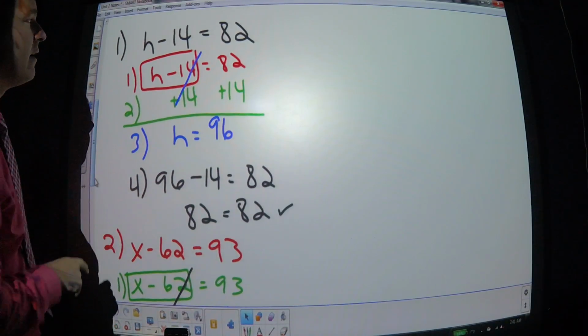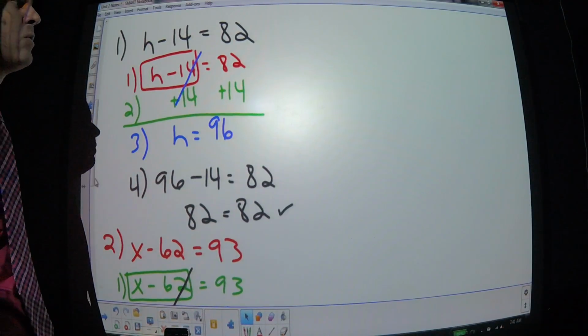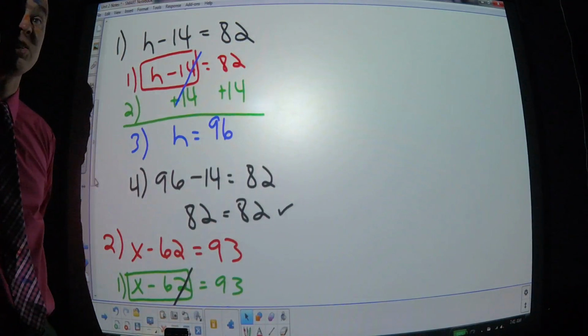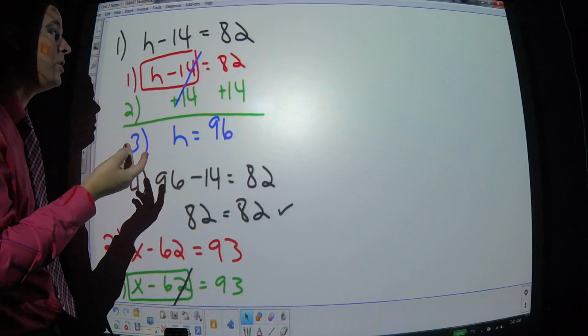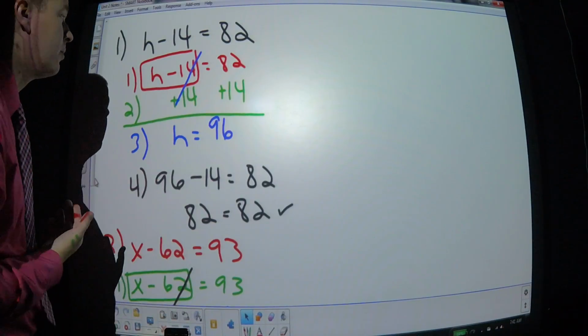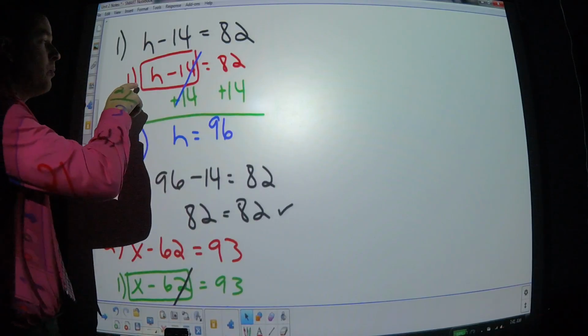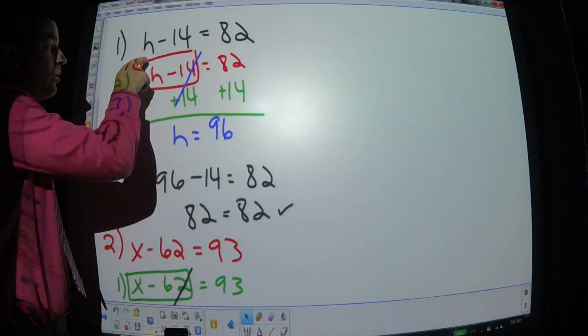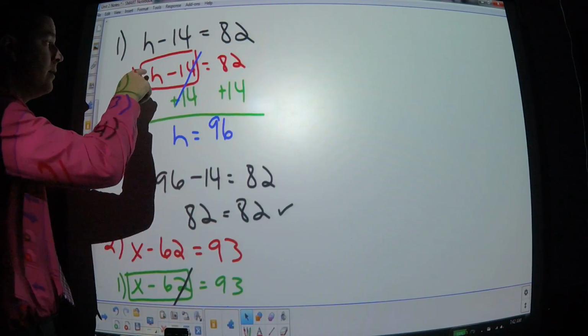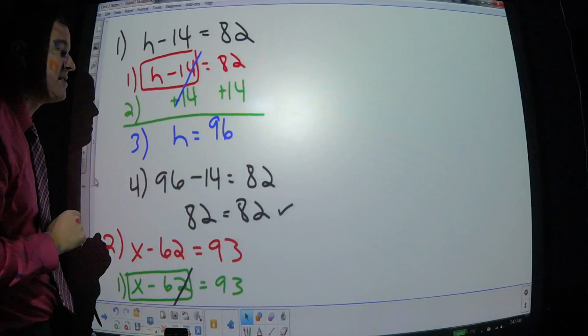On this one you have h minus 14 equals 82. Notice that this is subtraction, so it's a subtraction equation, which means that we're going to do the inverse operation to solve for the variable. Step one, we identify the side with the variable. The variable is h, and the integer is 14, so we box that.